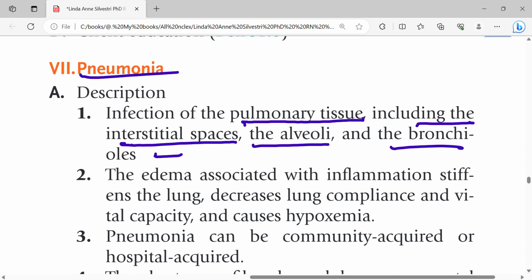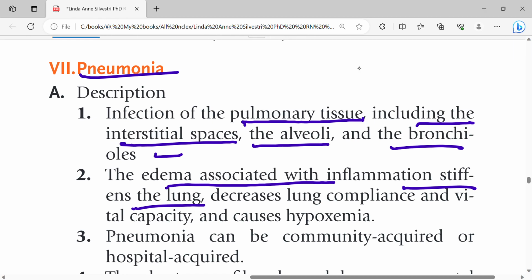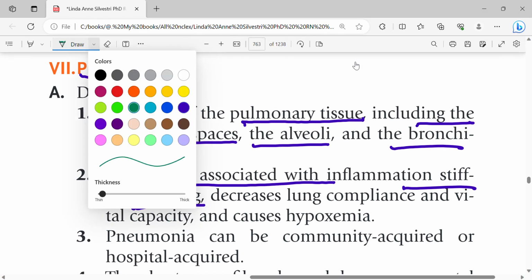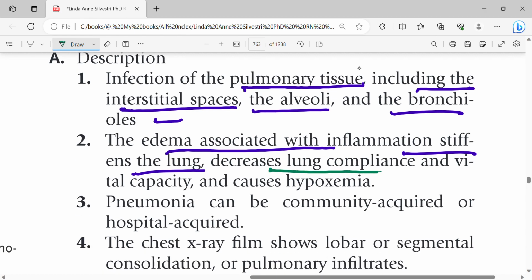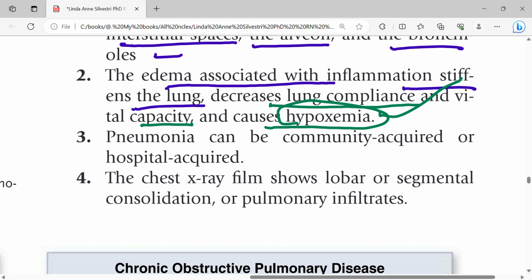The edema associated with the inflammation causes stiffness of the lung, so there can be edema, decreased lung compliance and vital capacity, and it causes hypoxemia. So pneumonia is mainly inflammation of the lungs, which decreases the compliance and vital capacity of the lung and leads to hypoxemia.